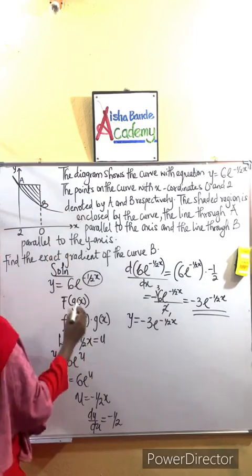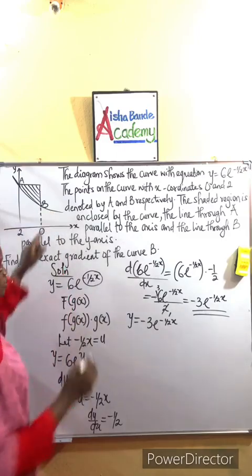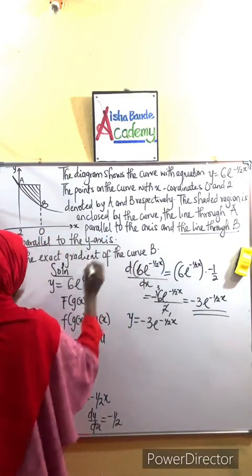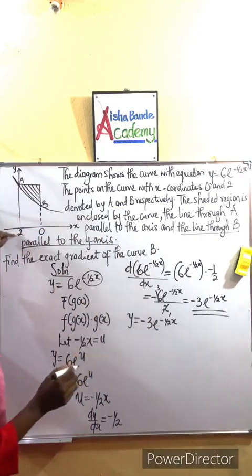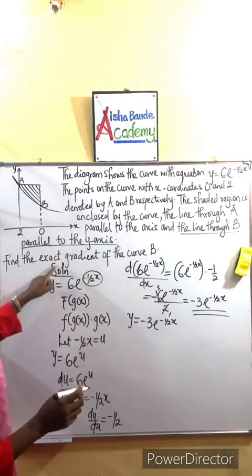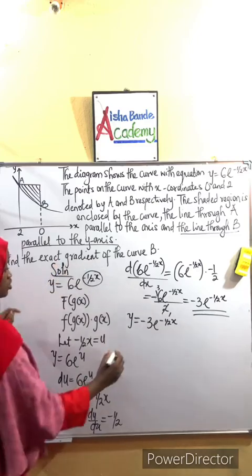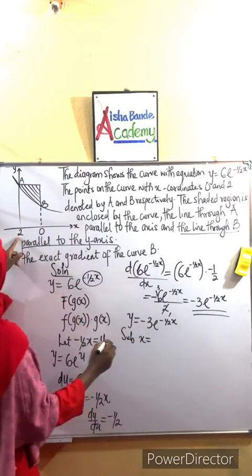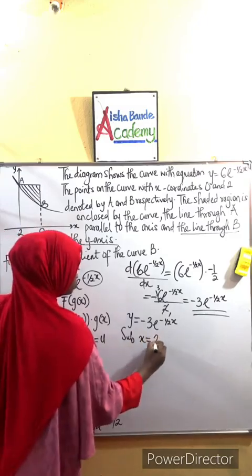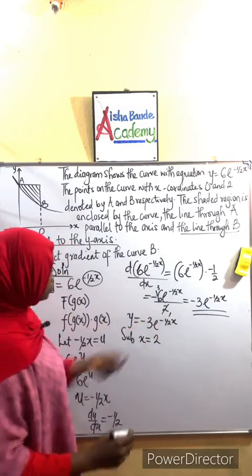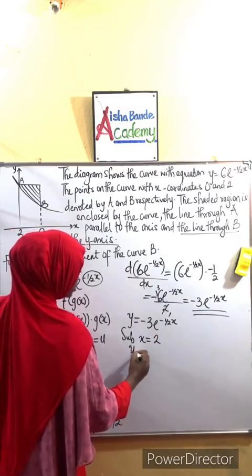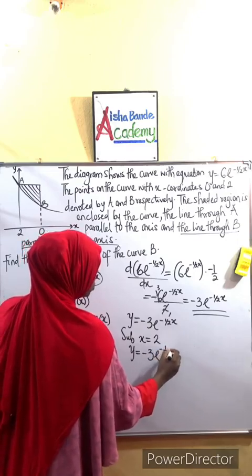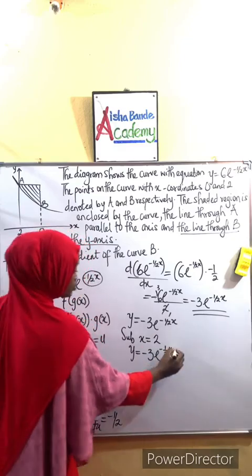We can see that, as said in the question, the line through B is parallel to the y-axis, and this is the y-axis here, right? But we are asked to find the exact gradient of the curve at B. So from here, we are going to substitute x equals what? The value of x from here is 2. So we are going to substitute the value x equals 2 into this equation. So this is going to be dy dx equals minus 3e raised to the power minus 1 over 2, then times the x, which is now going to be 2.